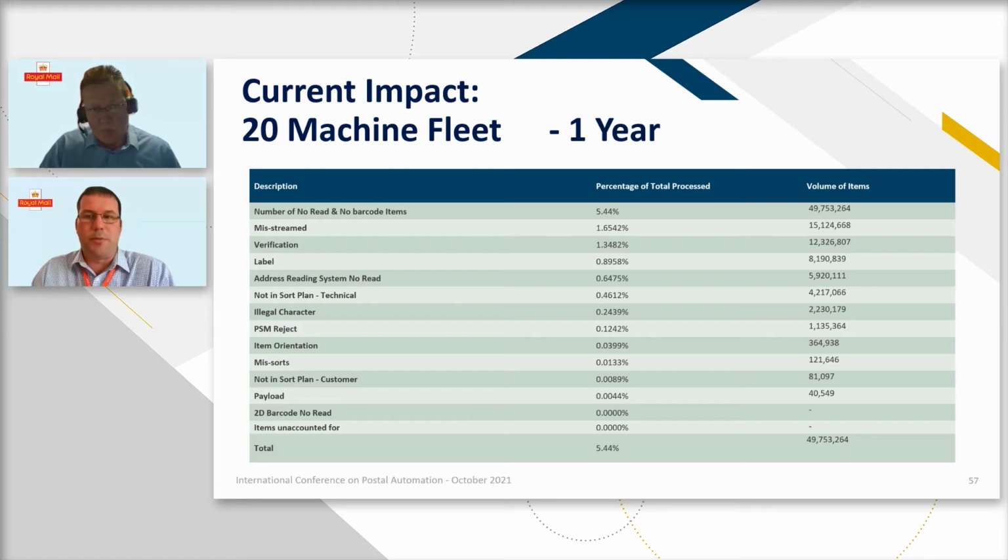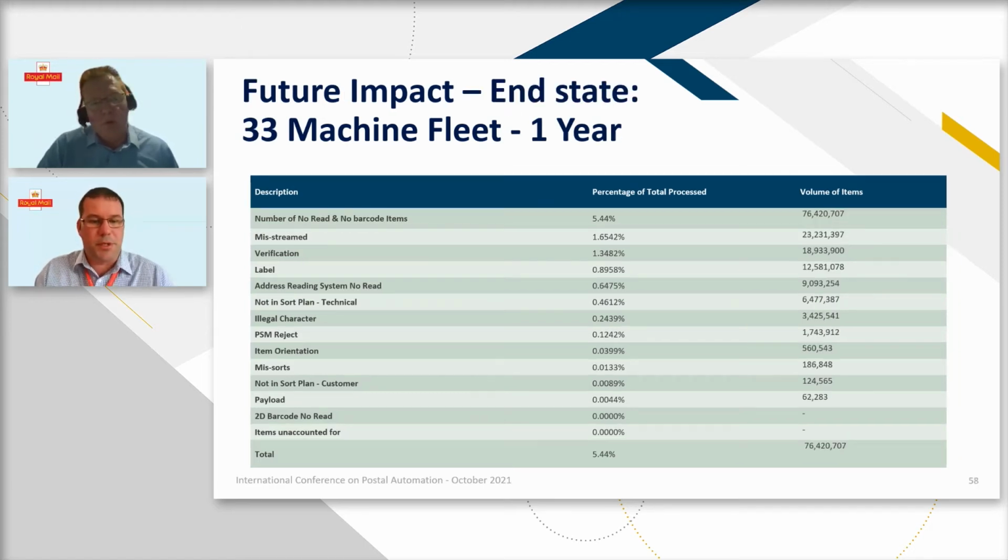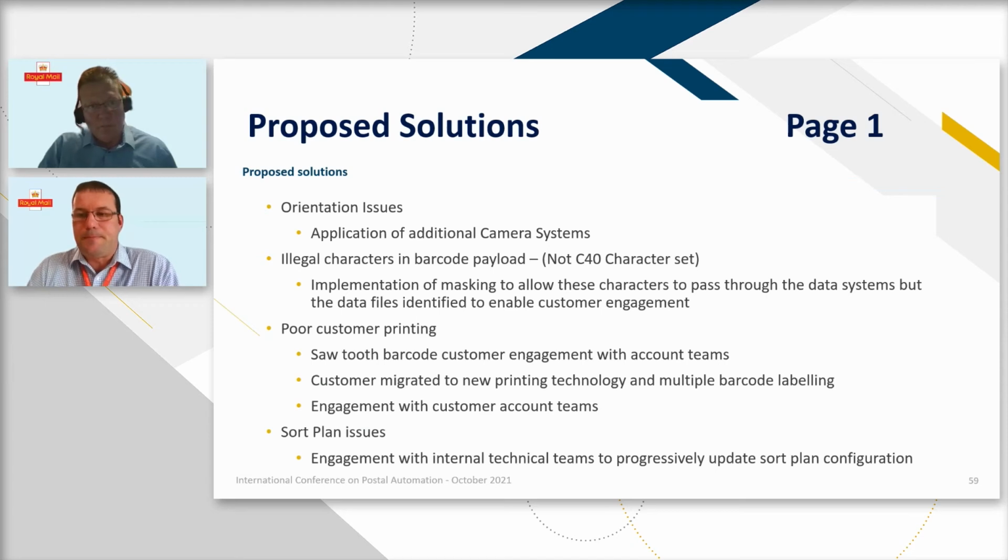When you reflect that onto the 33 machine fleet, which is the future state, the numbers get significantly bigger. Again, for a 12-month period for 33 machines, we were working to a value of 1.4 billion items, of which 76.4 million would then be deemed to be no read or no barcoded items, with the same root causes being the biggest problems. So I'm now going to hand you back to Lee, who will take you through the proposed solutions that we identified through the analysis process.